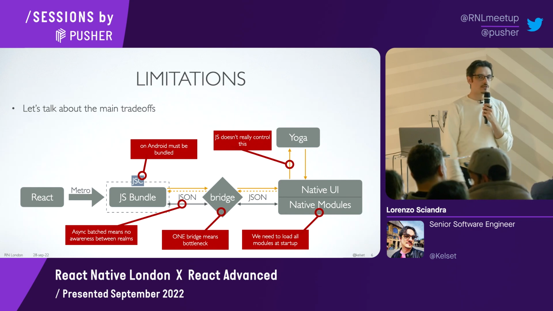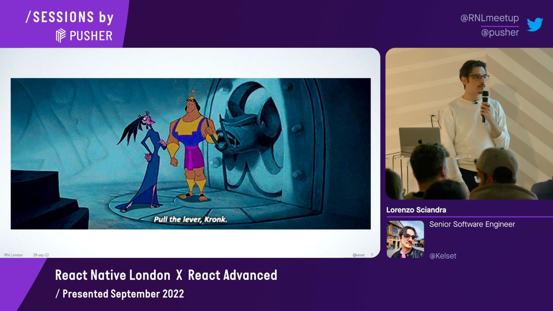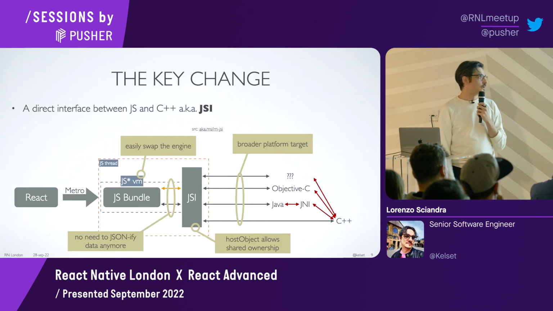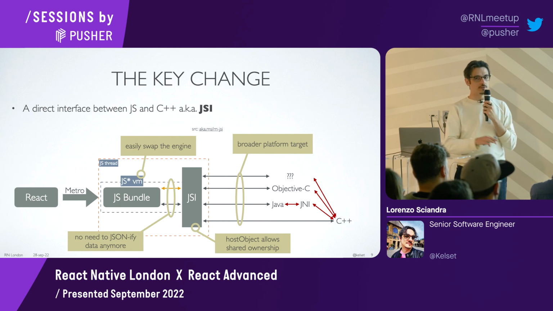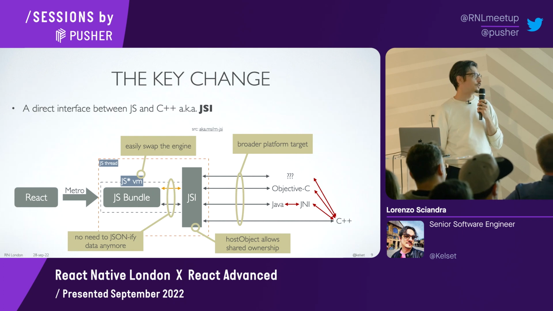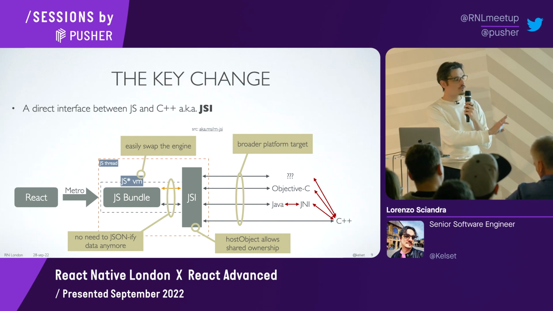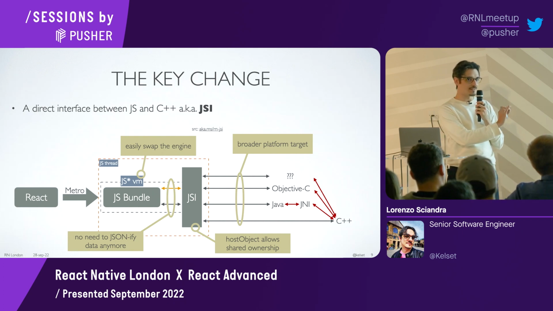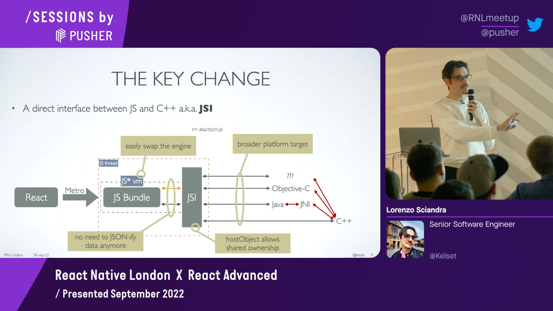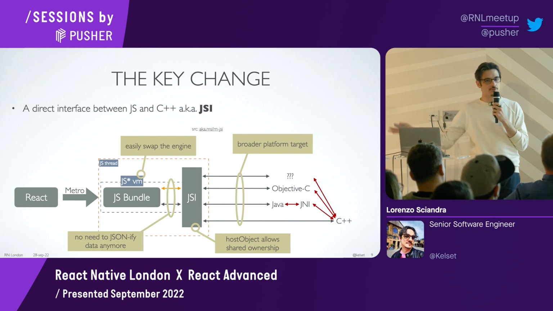So because of these limitations, the Meta team basically went back into the laboratory and came up with the new architecture. So I'm going to try to keep it technical. I may rush a bit just because I know we have a lot to talk about today. But basically, the core change, and this is the key piece, if you need to understand one thing about the new architecture, it's this one, the JSI. The JSI is simply the JavaScript Interface.